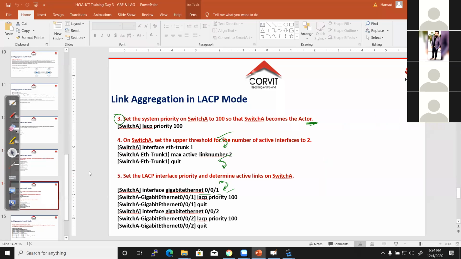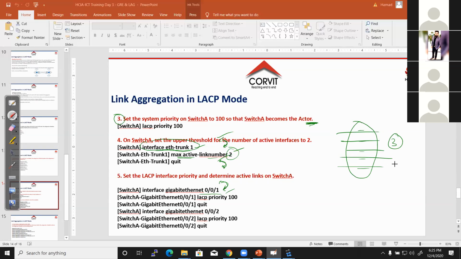And what is step number 3? Again, you will go to interface Eth-Trunk 1, and you will set the maximum active link number. If you are bundling 3 interfaces, you need to mention how many of them you want as active interfaces. So you will set that condition inside the interface Eth-Trunk 1. The maximum active link number should be 2. For example, if I have a bundle of 5 interfaces, 1, 2, 3, 4, 5, you can set 3 as the maximum, and obviously the remaining 2 will be selected as backup.